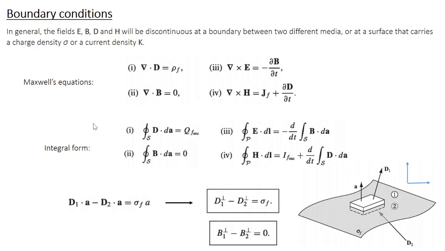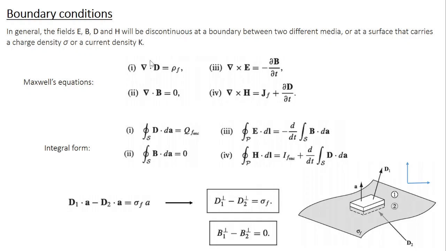In today's class, let's talk about electrodynamic boundary conditions. From the previous chapters, we have seen that in general, the electric and magnetic fields will be discontinuous at a boundary between two different media. So let's see whether this is going to be the case when we have electrodynamic fields. As always, we will assume that our boundary surface carries a charge density sigma and a current density K.